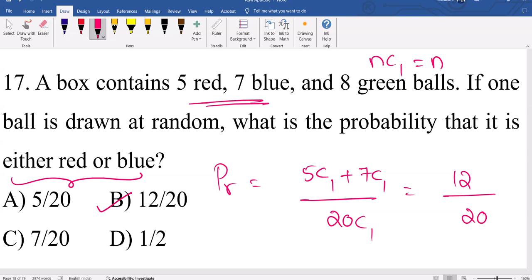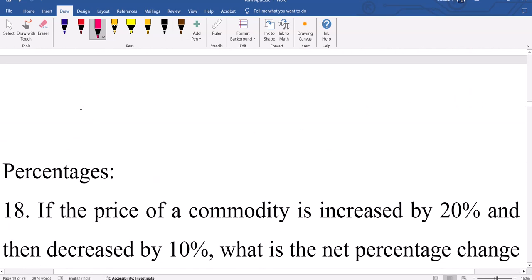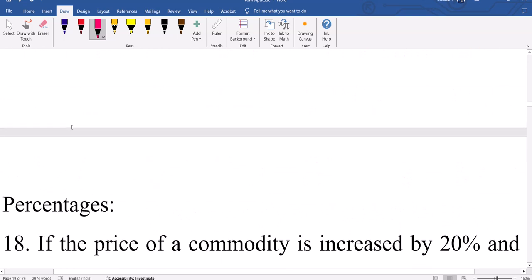We have to select one. Out of 20, that's total. Favorable is it should be red or blue. Red or blue we have 12. So 12 out of 20. So answer should be 3 by 5 after cancelling 4. Okay, it depends on options, what they have given.